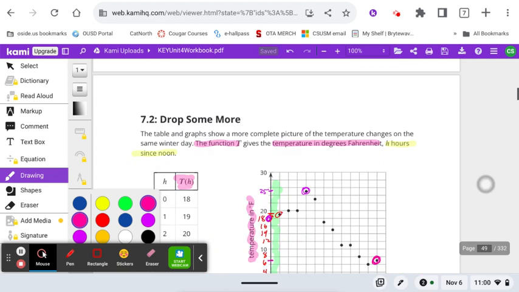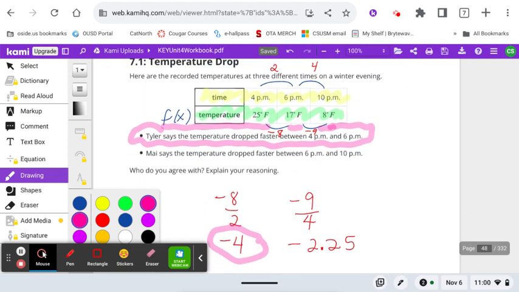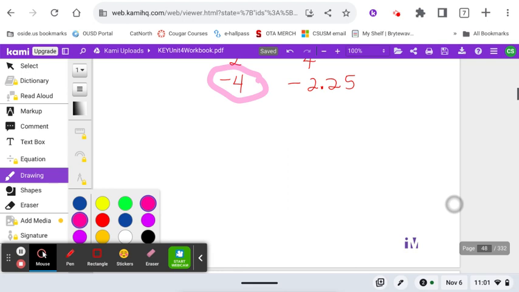And so let's go back and formally do Mai's and Tyler's scenario. And so going back up here, Mai was saying between 6 and 10. So we're going to use these two x values and these two y values. So for hers, it's going to be 8 minus 17 over 10 minus 6, y minus y over x minus x.